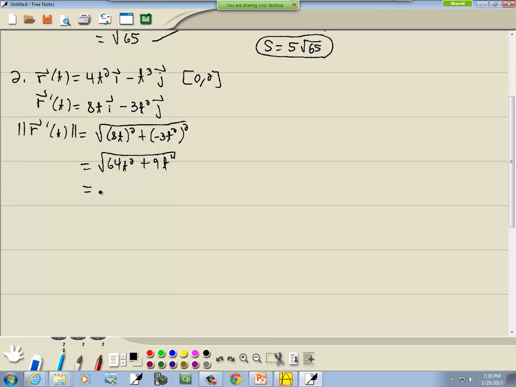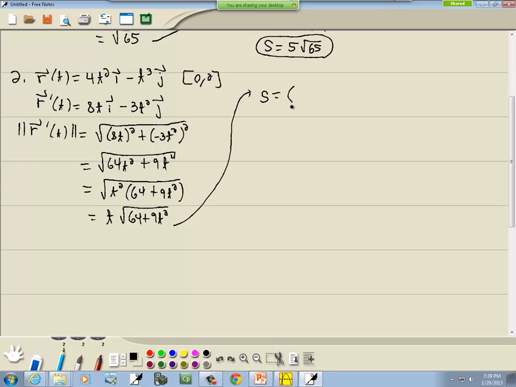They both have a t squared, so I can factor that out. And that leaves 64 plus 9t squared. And since this is t squared, remember with the square root, we're looking for a pair of somethings. So this comes out as a single t. And we're left with 64 plus 9t squared inside the radical. Okay, so now we're ready to find our integral.